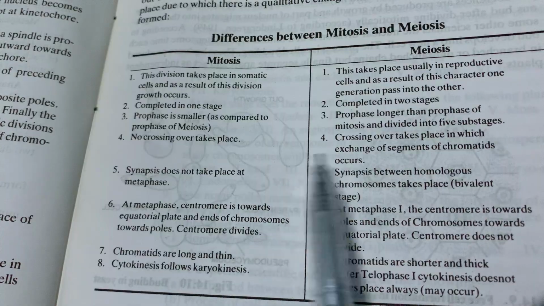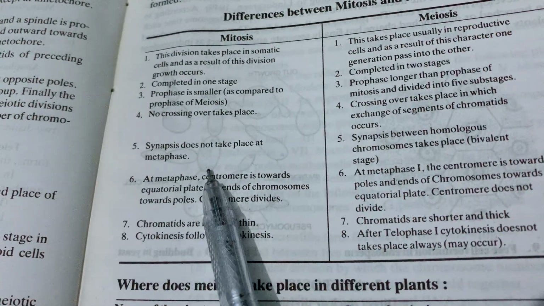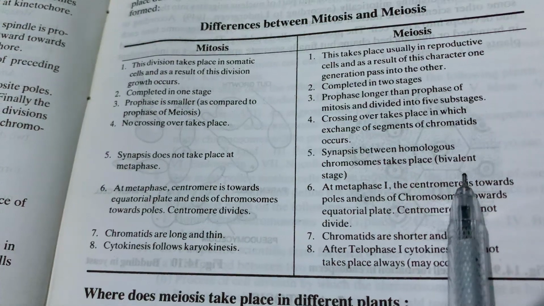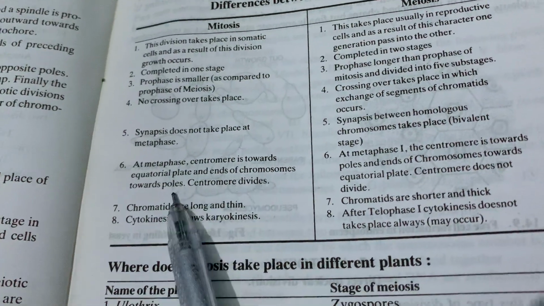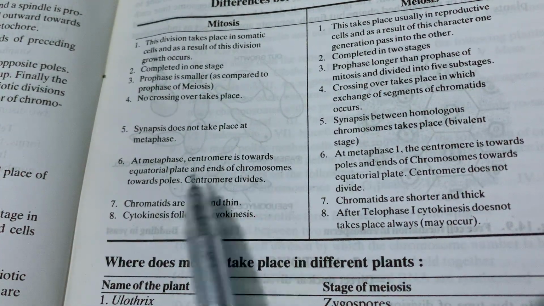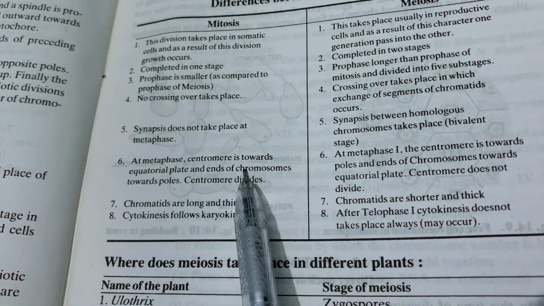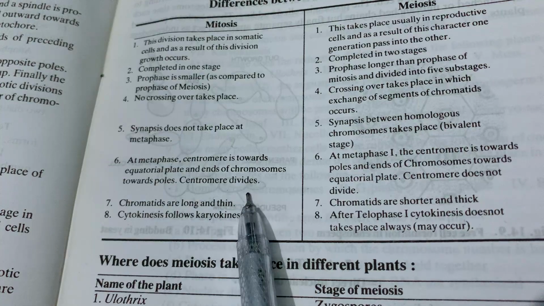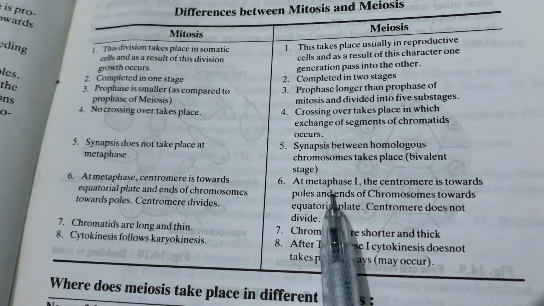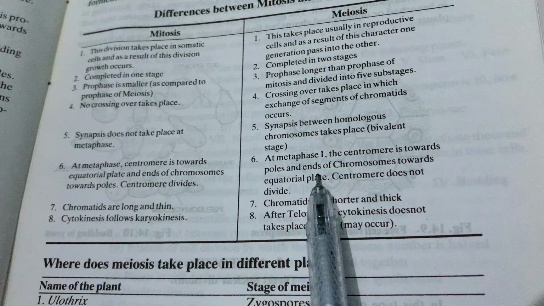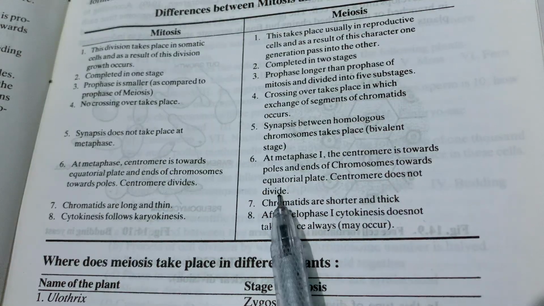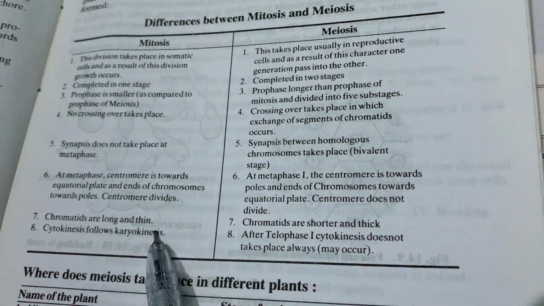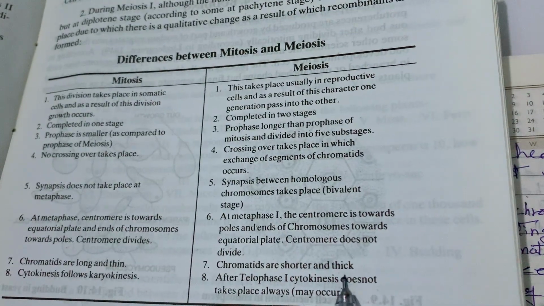No crossing over takes place, crossing over takes place. Synapsis does not take place at metaphase. Here synapsis between homologous chromosomes takes place, that is the bivalent stage. Here at metaphase, the centromere is inwards, towards the equatorial plate, and the ends of the chromosome are towards the pole. Centromere divides. Here at metaphase 1, the centromere is towards the pole and the ends of the chromosome towards the equatorial plate, but the centromere does not divide. Here chromatids are long and thin, here chromatids are shorter and thick.